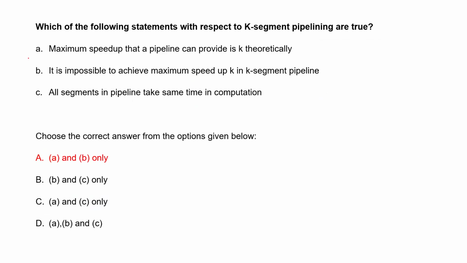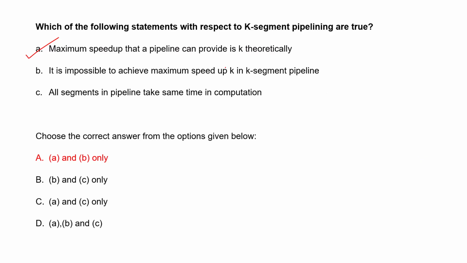So this one is correct: the maximum speedup that a pipeline can provide is K theoretically, and it is impossible to achieve the maximum speedup with a K-segment pipeline. In theory the maximum speedup is equal to K, but practically it is different. The actual speedup is always less than K.